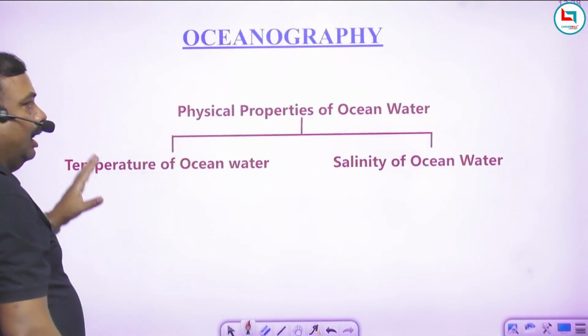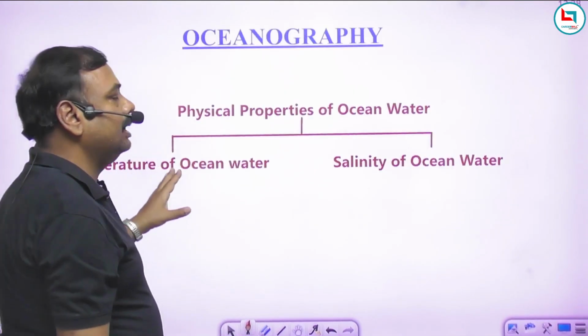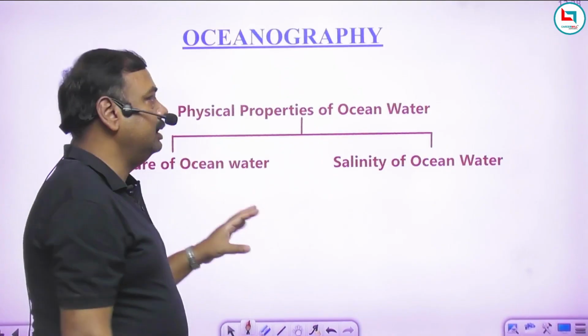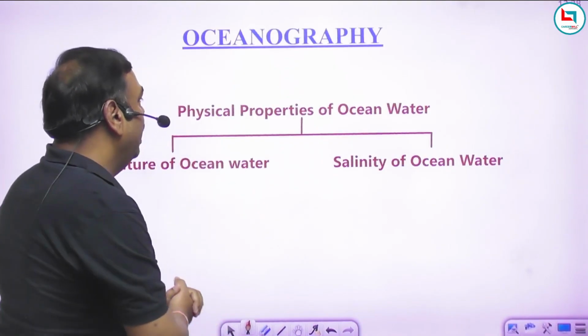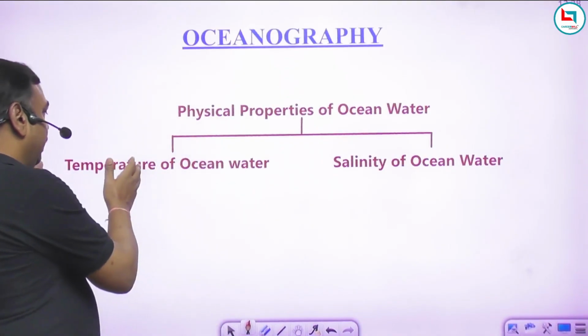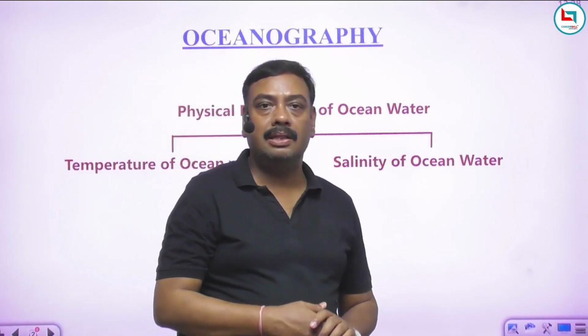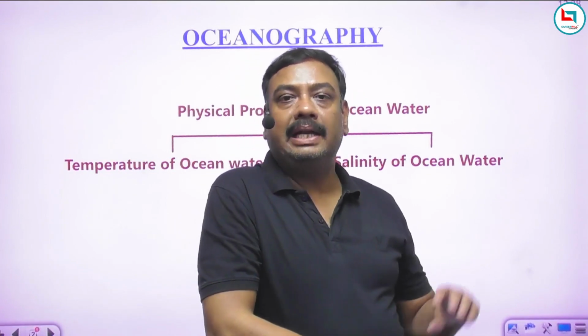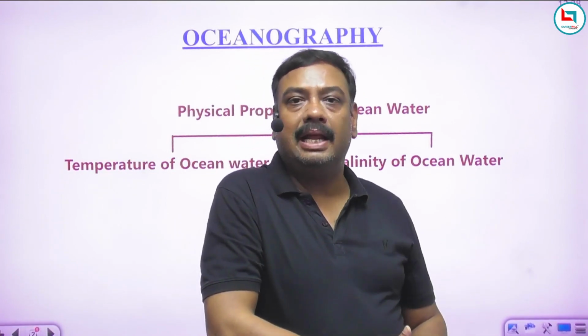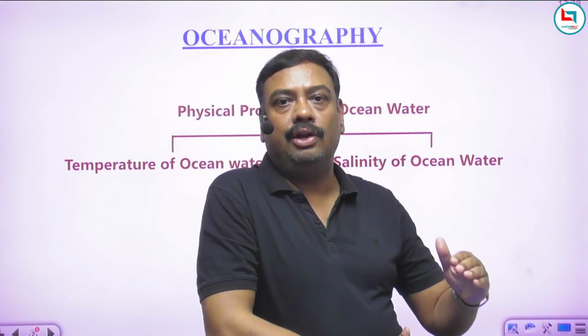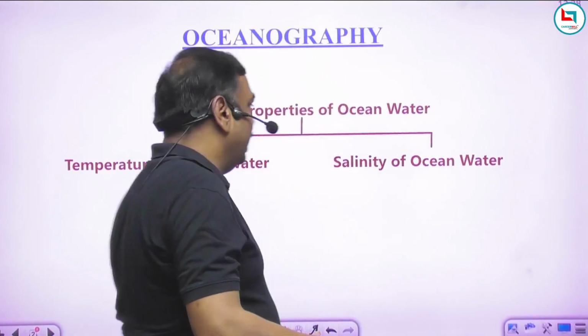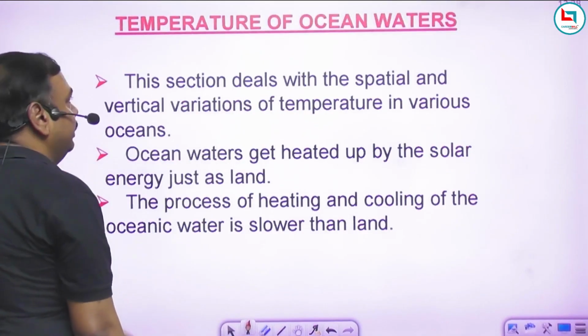Here, as I told you, according to our syllabus we have to discuss two properties. One of the properties is the temperature of the ocean water. Second is the salinity of ocean water. So in this session, I'll discuss the temperature of the ocean water first, and then we'll discuss the salinity of the ocean water in the next session, right? So let us start with the temperature of the ocean water.